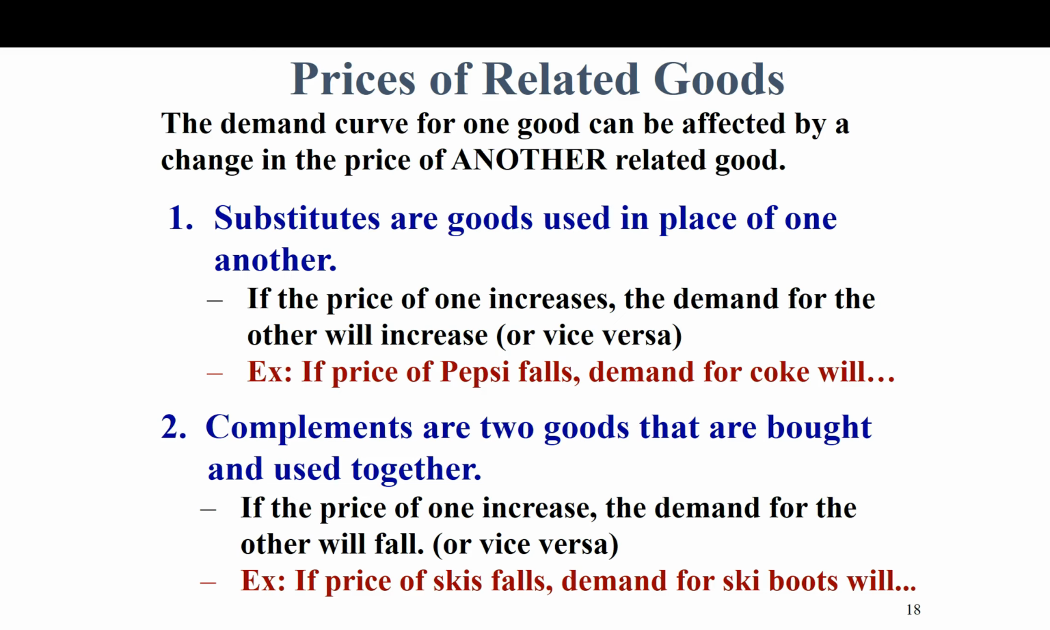Complements are the other type of related goods. They are two goods bought and used together. And if the price of one increases because they're a package deal, it's going to lower demand for the other one. And so if we use skis and ski boots as our example, the price of skis falls, and since skis and ski boots are a package deal, you buy them both at the same time, then demand for ski boots will increase because now the whole package is cheaper. And we could reverse that and say if the price of skis rises, demand for ski boots will fall because the whole package is more expensive.